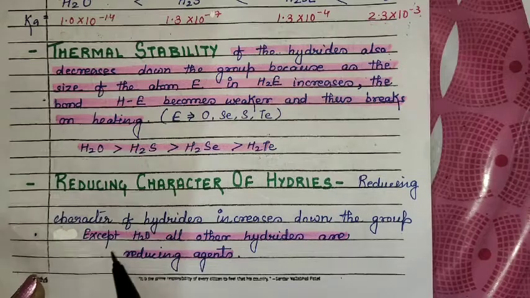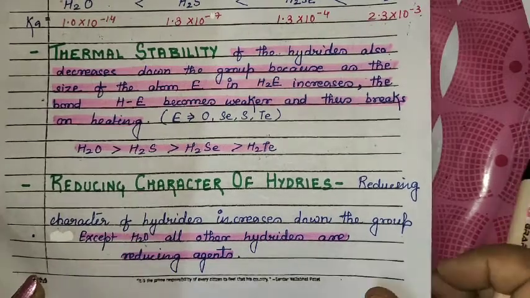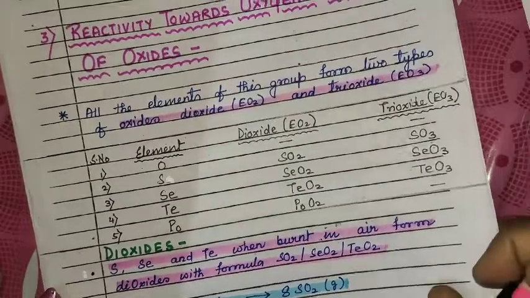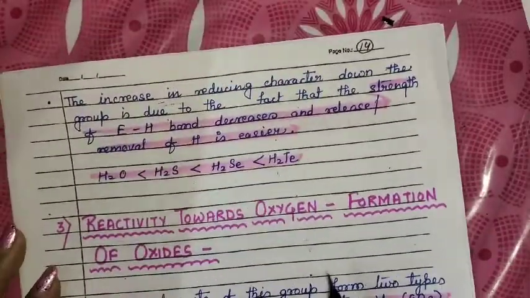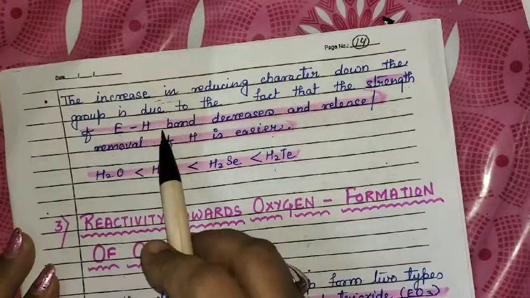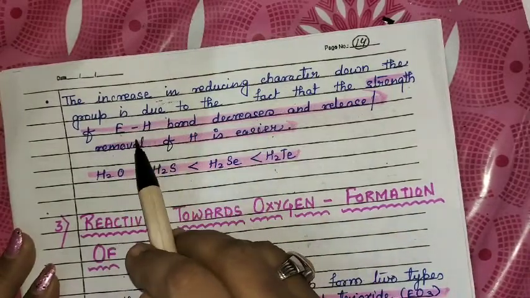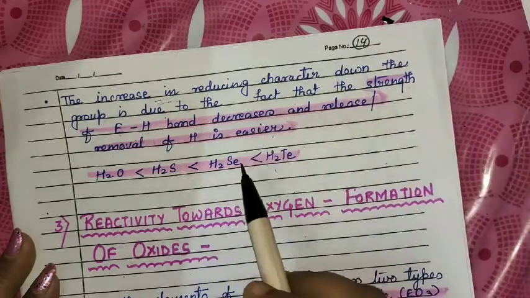The reducing character of the hydrides also increases down the group because of the strength of E-H bond. Except H2O, all other hydrides are reducing agents. In fact, the increase in the reducing character down the group is due to the fact that the strength of E-H bond decreases, and as the strength of this E-H bond decreases, it will break easily and H will release faster.